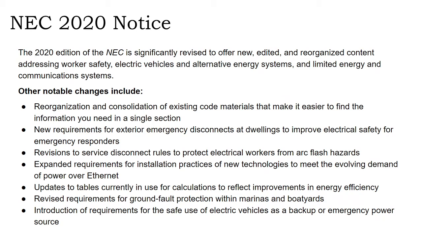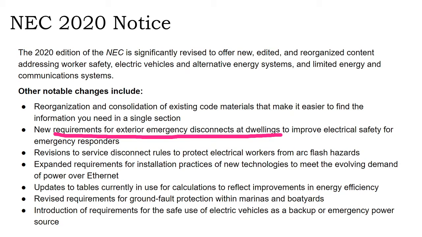As far as 2020 changes go, the biggest change by far is this new requirement for exterior emergency disconnects on dwellings for on-site energy systems. So many jurisdictions in the past have required external to the building disconnect switches for solar arrays on the sides of the building, so the fire department can come up and disconnect the system. And that's always been controversial.